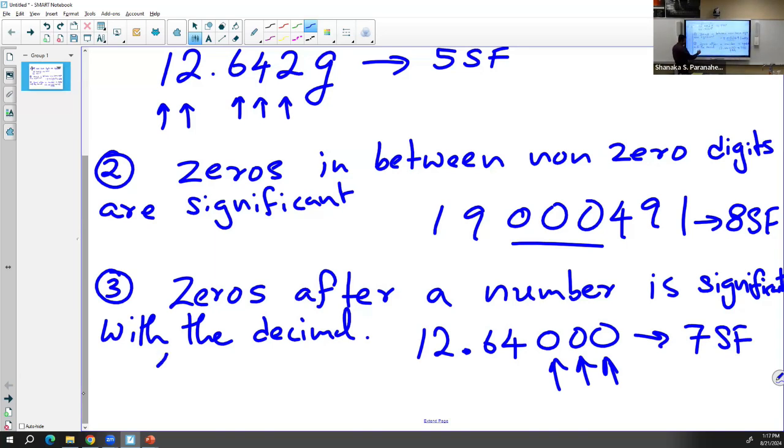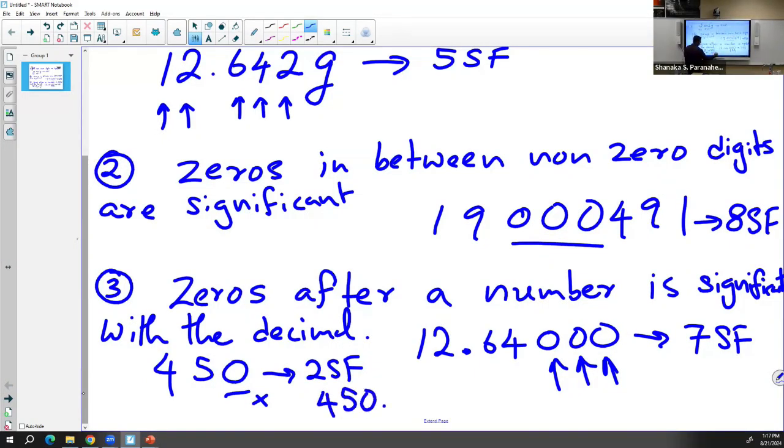So when you write something like 450, is this zero a significant zero? No, because we don't have the decimal point. So if you write 450 like this, it has only 2 significant digits. This zero is an insignificant zero. But if you write 450 like this with the decimal point, now that zero is significant. So it has 3 significant digits. Please understand that difference. With the decimal point, this zero becomes significant.